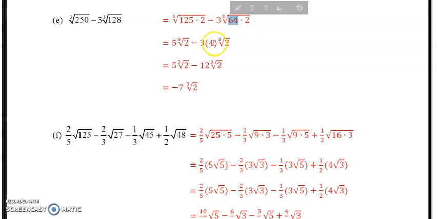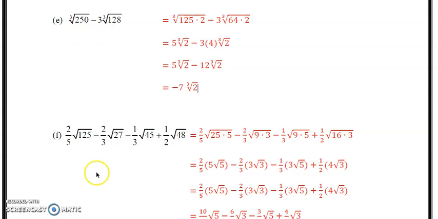Cube root of 64 is 4. 4 times 3 is 12. Cube root of 2. And 5 cube root of 2 minus 12 cube root of 2. So they're like radicals, and we can add them together or subtract them. And then we get negative 7 cube root of 2.